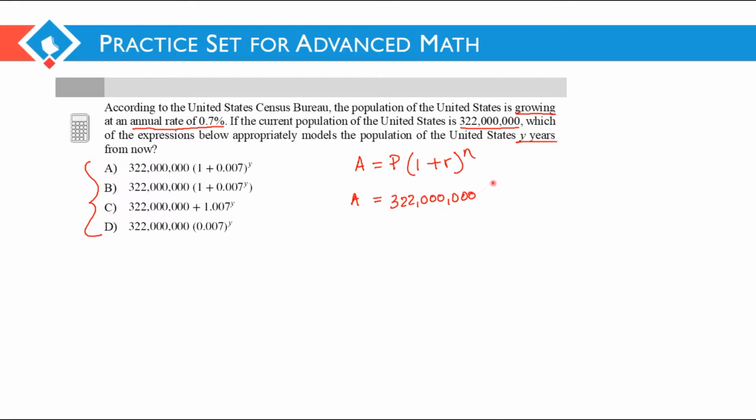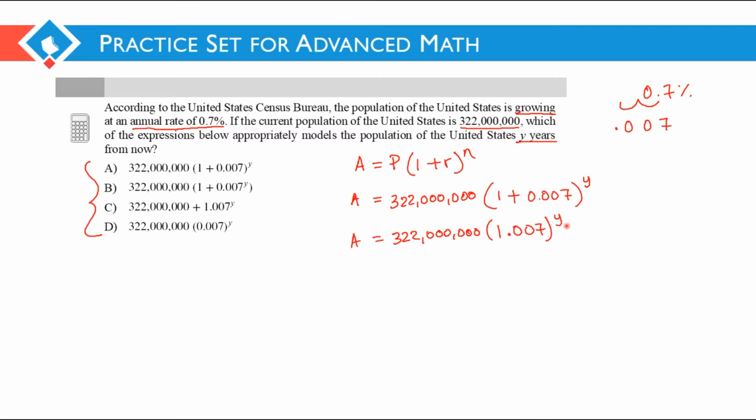Don't forget those commas. Times 1 plus our rate, in this case 0.7%. Expressed as a decimal, we move this over once, twice, so 0.007. In this case it's going to be raised to the number of time periods, which in this case is years, so raised to the y years. So when we rewrite this, our A value is equal to 322 million times 1.007, all raised to the y power.